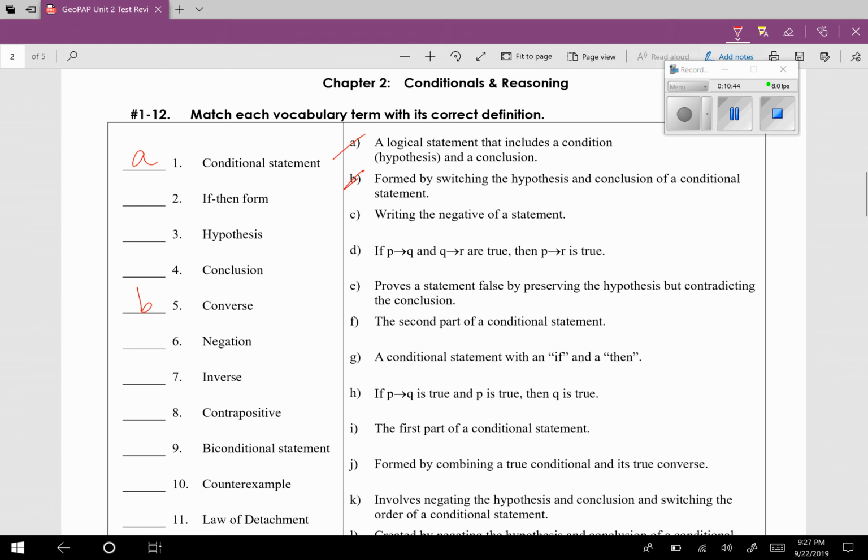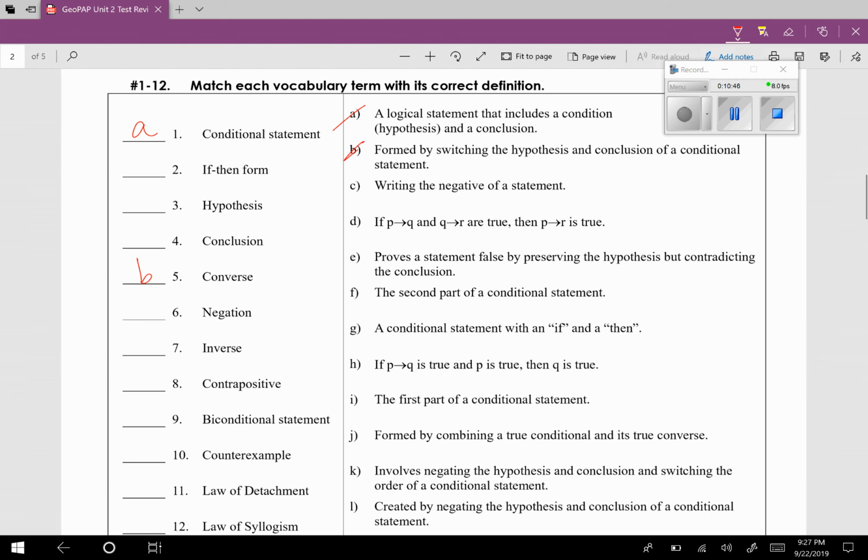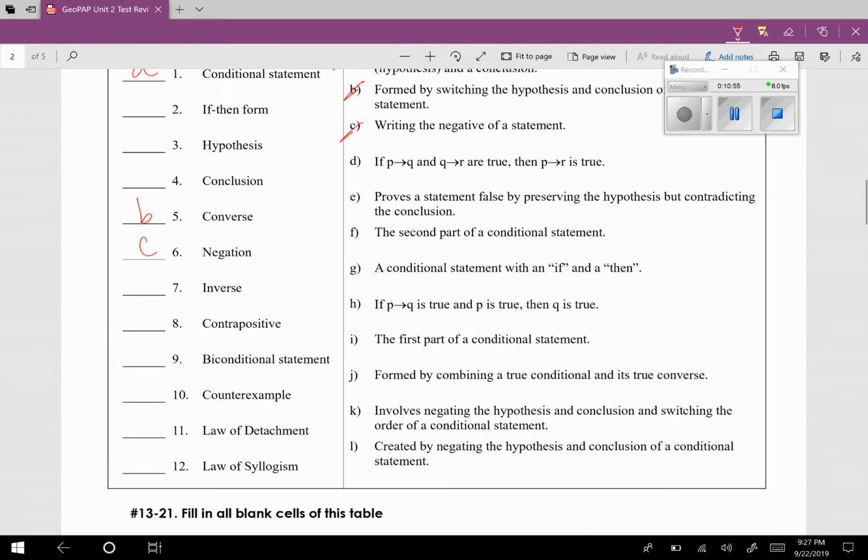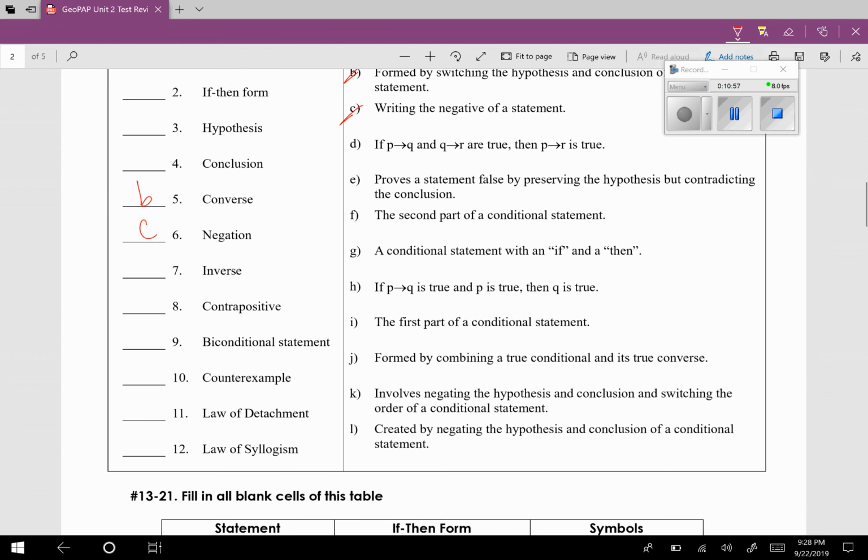Okay, writing the negative of a statement, well that's negation, so that's C right here. Okay, D, if P then Q and Q then R are true, then P then R is true. Well, that sounds like the law of syllogism, so that's D for number 12. Okay, proves a statement false by preserving the hypothesis but contradicting the conclusion. So proving a statement false, that's your key thing there. That's a counterexample. So that is 10E.